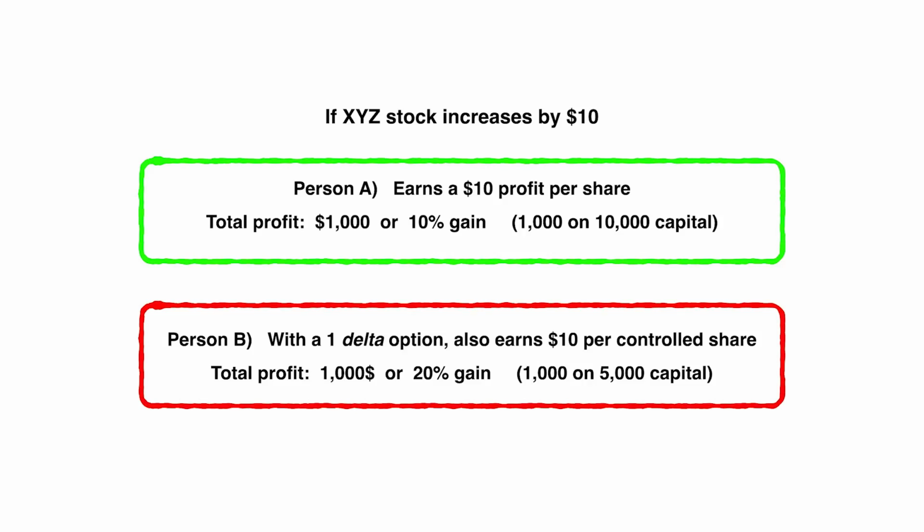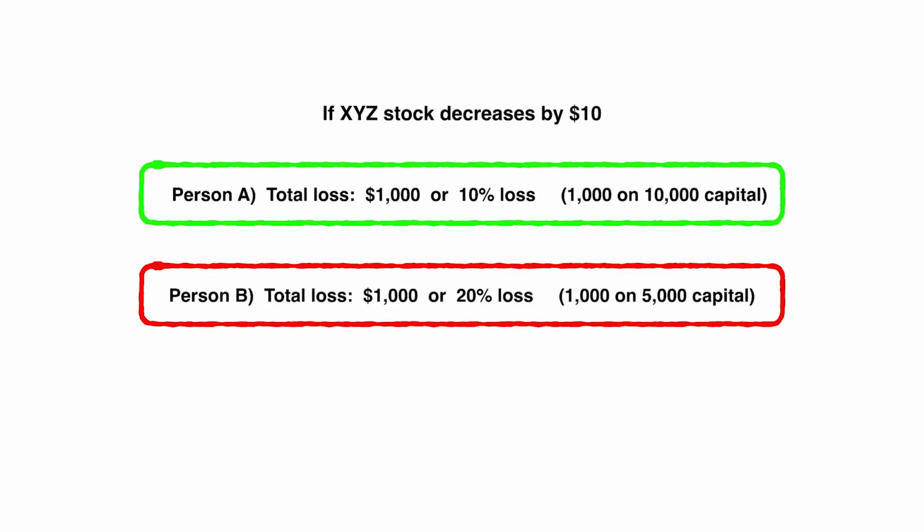Now, if the underlying XYZ stock increases by $10, the outright stock buyer who has 100 shares is going to make $1,000, which is a 10% gain on the capital. The option buyer with the 1 delta option also earns $10 per share controlled, and they also have 100 shares. So again, it's the same profit of $1,000. But since the capital outlay was only $5,000, that represents a 20% gain on capital, which is twice as good. Now, of course, the flip side to that is if the underlying stock XYZ decreases by $10, they both lose the same $1,000. But for the stock buyer, that's a 10% loss, whereas the option buyer sees a 20% loss on capital. So of course it works both ways.